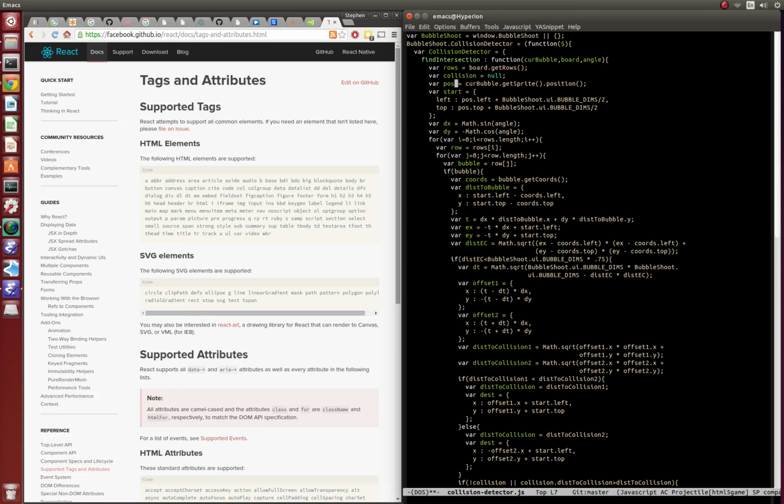Position is equal to current bubble dot get sprite dot position. So that is the actual XY coordinates, evidently, or left top coordinates of the sprite. So start is the bubble offset a bit by its center point. So now the start is actually the center point of the circle. That's where the line is going to start. dx is the math sine of the angle, dy is the negative math cosine of the angle. Why is it negative? I don't actually know.